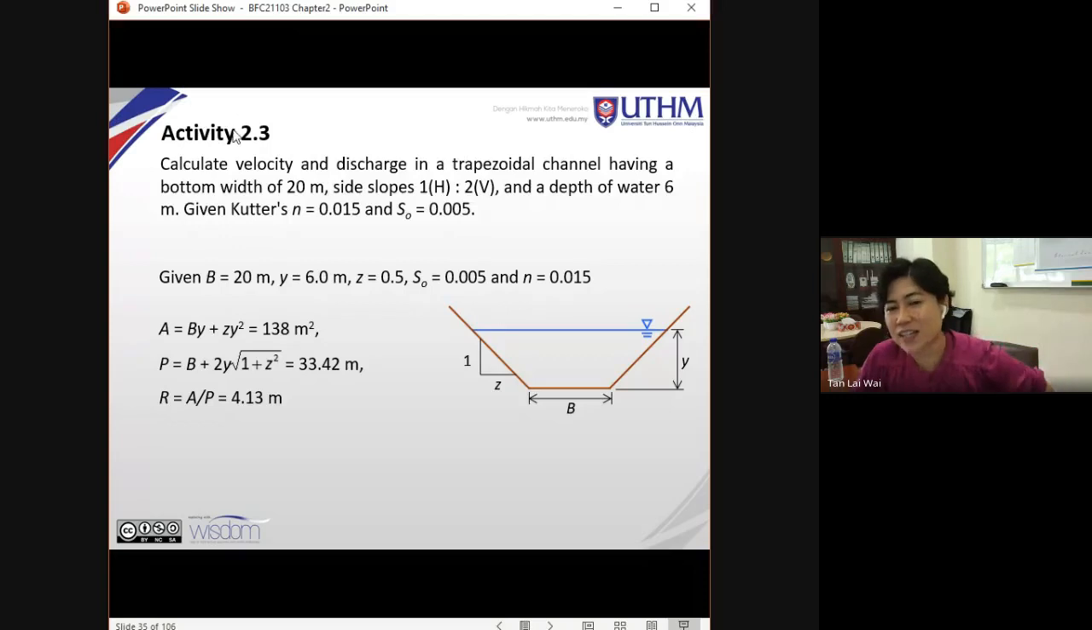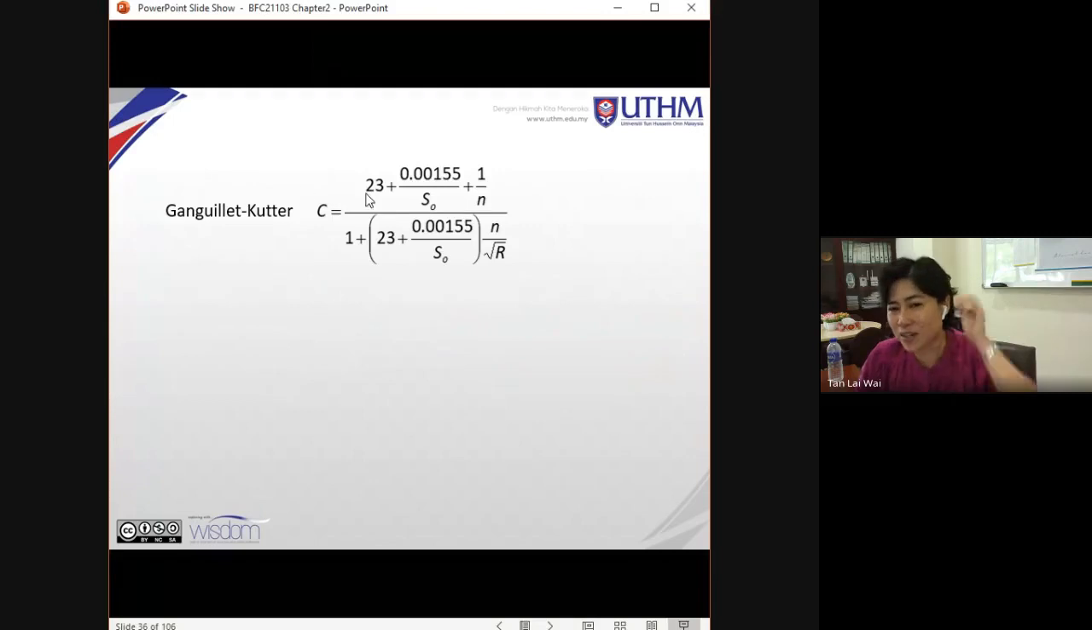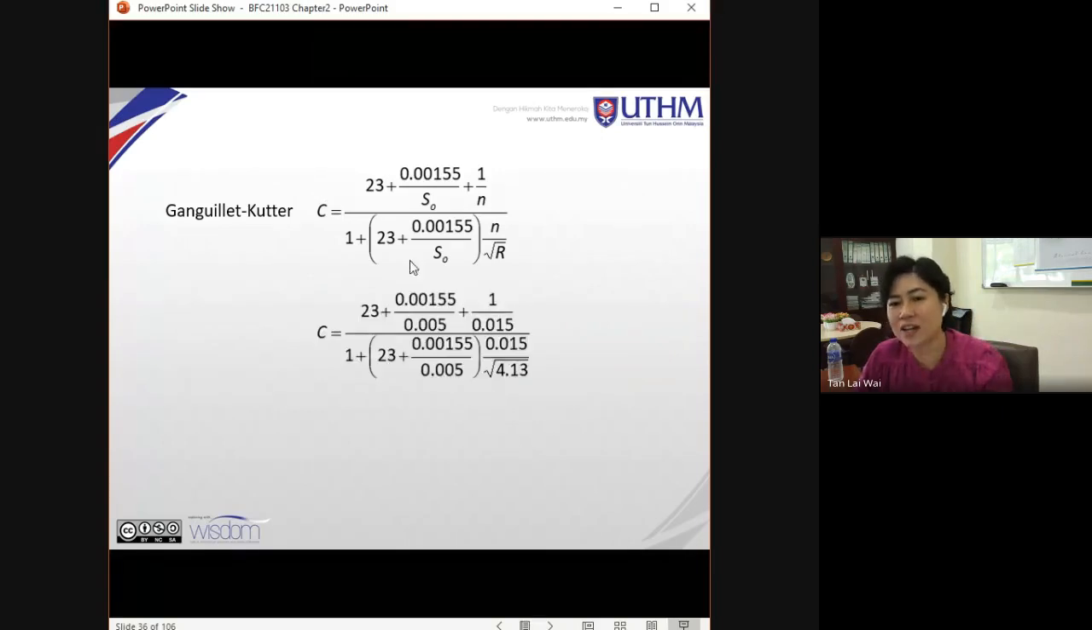There's another activity here. I think in your slide the numbering of activities is a bit different because I rearranged it before your class. In this case, calculate the velocity and discharge in a trapezoidal channel. You are given Kutter. If you are given Kutter, you have to use the Ganguillet-Kutter formula to find your Chezy coefficient in order to solve this equation. I hope you know how to find the flow area and wetted perimeter for a trapezoid. By now, you should be able to do it yourself. So substitute the Kutter coefficient to get your Chezy coefficient.